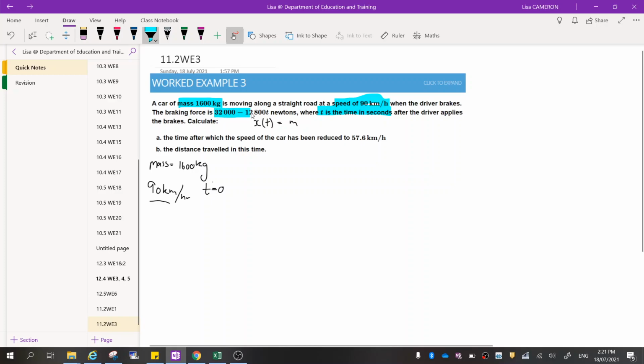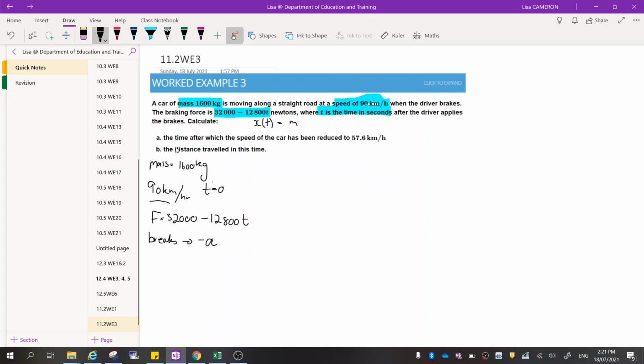Okay, the braking force that's applied is this. So our force is equal to 32,000 minus 12,800 T when the driver applies the brakes. Now he's braking, which means that acceleration is negative. He's going to be decelerating, not accelerating, which means he's getting slower because he's applying the brakes. I tried to do this without using acceleration as being negative, just to test to see if it would work. You do have to make it a negative, otherwise you'll incur errors later on.